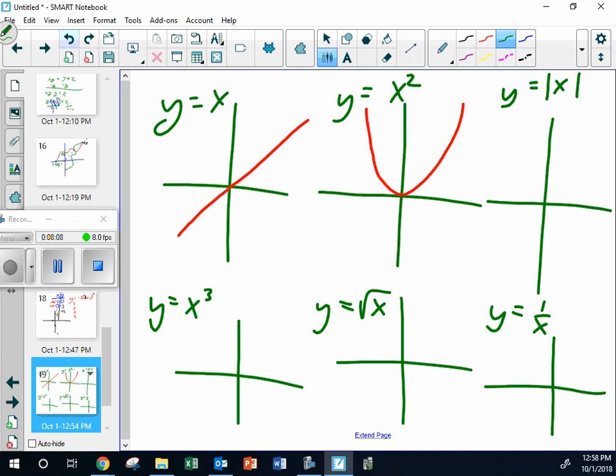Okay, how about this one? V-shape. Okay, next one, x to the third. I've heard that one called the snake. Next, square root of x. I like to call this one the ramp, because nobody I knew had a good name for it. Kind of looks a little bit like a ramp. You walk up the ramp to get into the spaceship kind of thing.